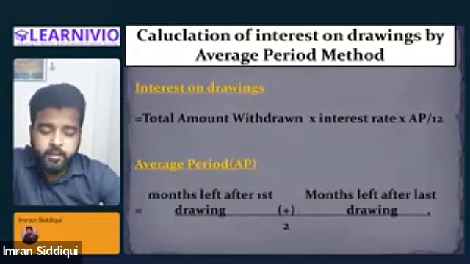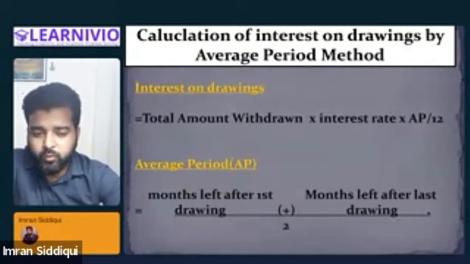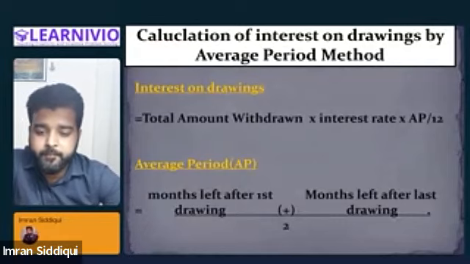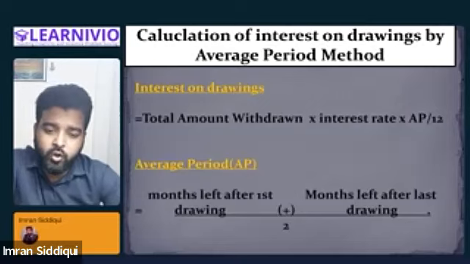Now, the rate of interest will also be there in the question. All right. The only thing is that you will have to figure out the value of the average period. And for the purpose of finding out the average period, you have to apply a different formula. And the formula is written over here as well. It says months left after first drawing plus months left after the last drawing divided by 2. We'll talk about this formula, but just pay attention to the formula only.